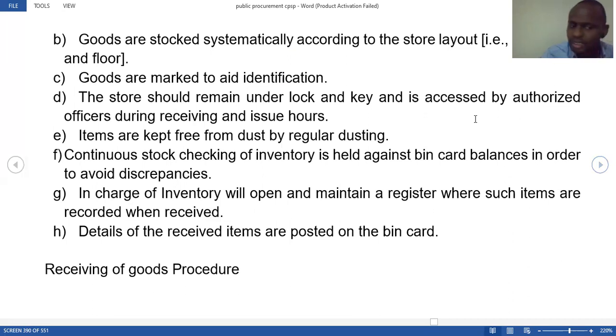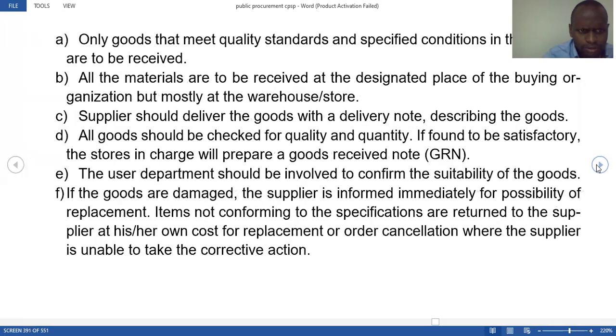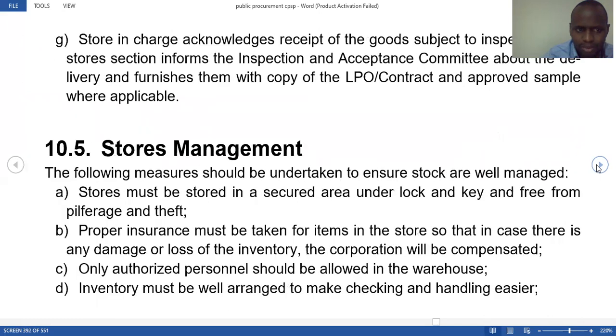We also have items that need to be inspected before they can be entered into the system. Some items also require testing or chemical analysis. For example, if you're receiving drugs, you also need to do your inspection using what is called chemical analysis. So the system, that one I know you know.